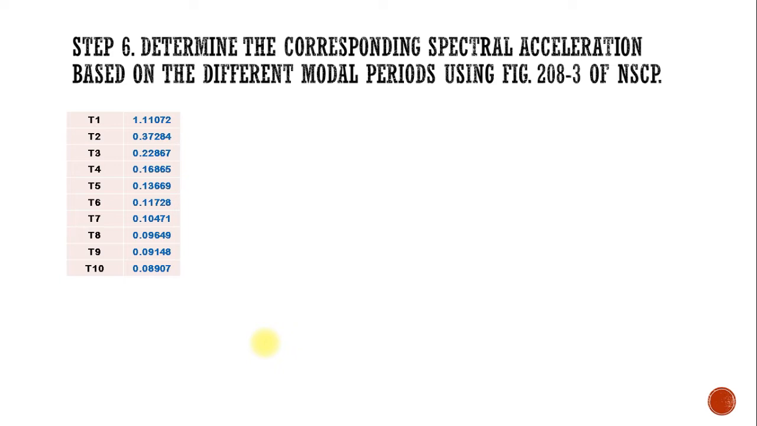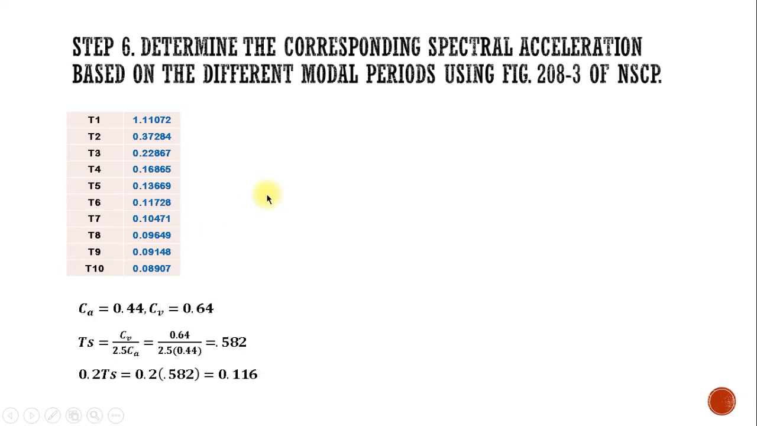So kanina, na-compute natin yung ating modal periods from mode 1 to mode 10 using the formula 2 pi over frequency. So for mode 1, meron tayong 1.11072. For mode 2, meron tayong 0.37284 and so on up to mode 10. So in our assumptions sa ating response spectrum analysis, meron tayong CA is equals to 0.44 and CV is equals to 0.64.